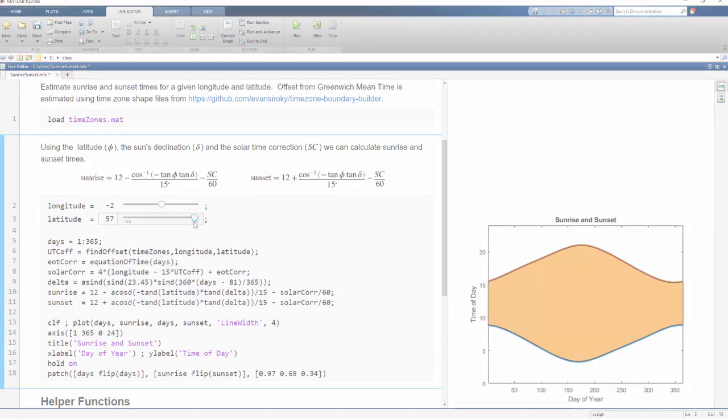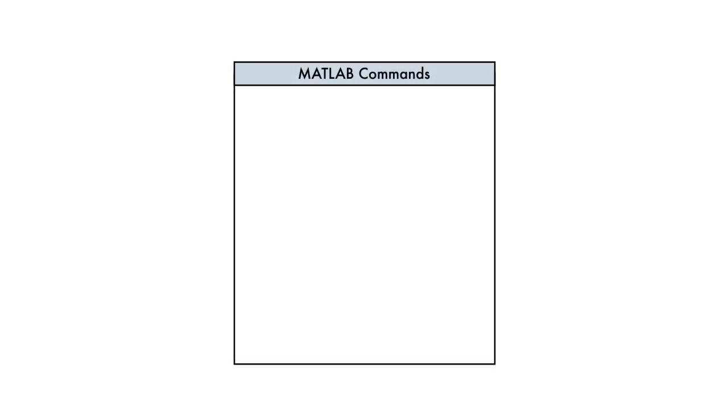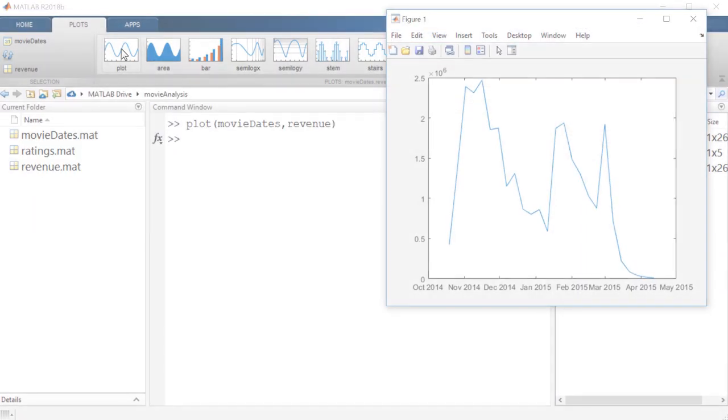The course walks you through the basics of using MATLAB, including performing calculations with commands, importing data from external sources, and visualizing data using plotting functions.